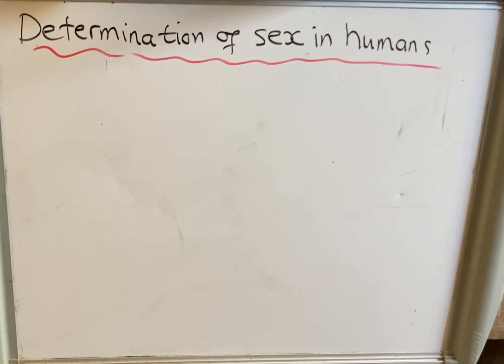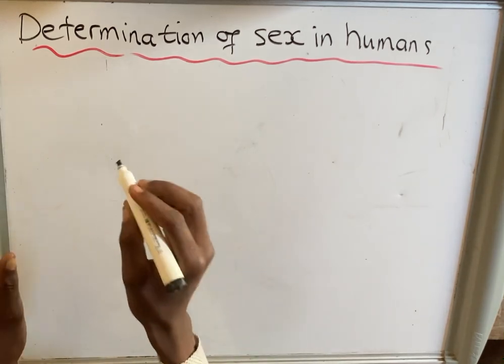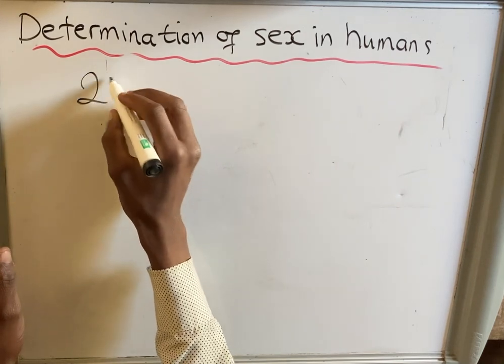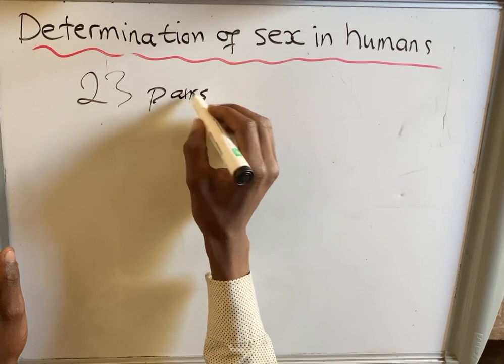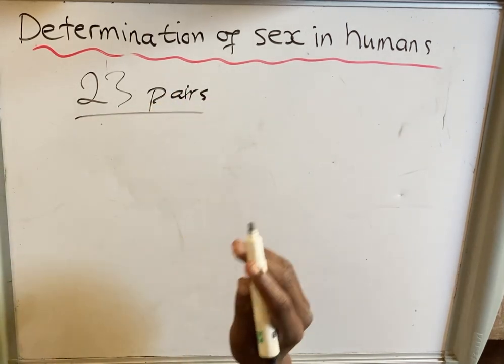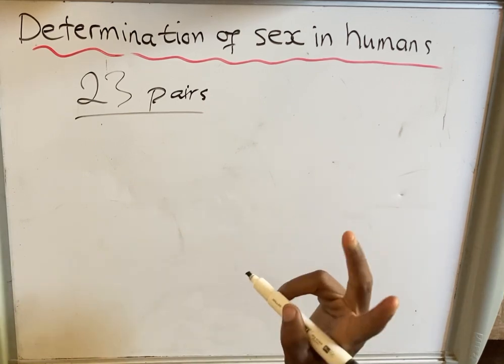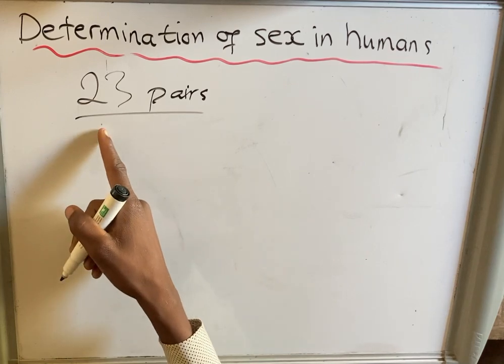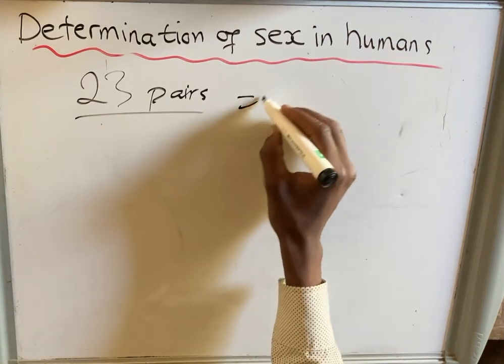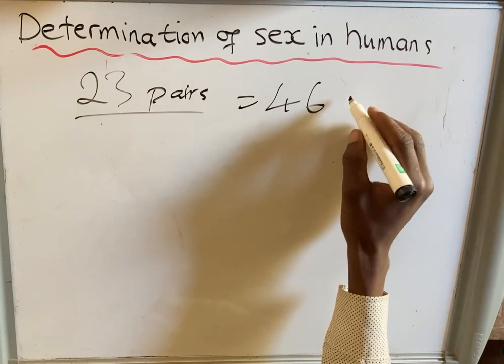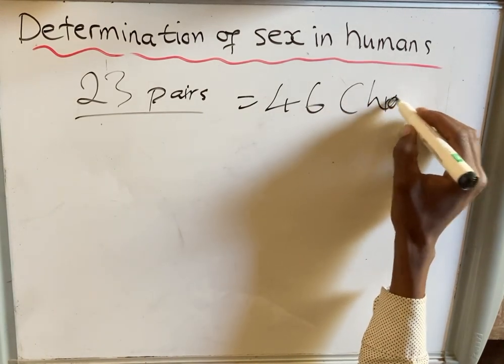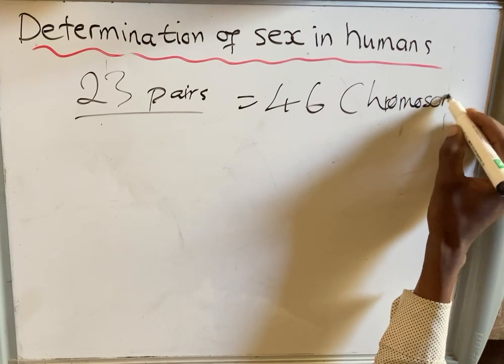Now, first of all, in humans, there are about 23 pairs of chromosomes. A pair is made up of 2 chromosomes, or 2 things. So 23 times 2 altogether gives us 46. So there are 46 chromosomes in humans.